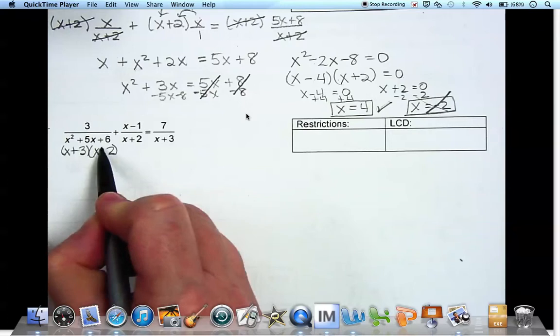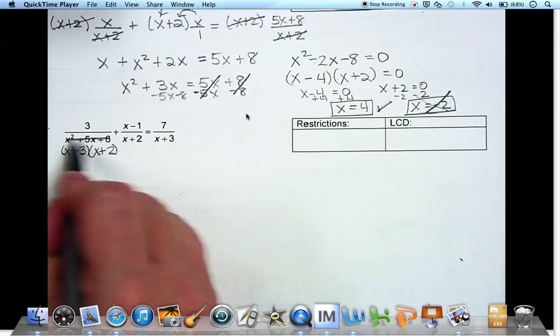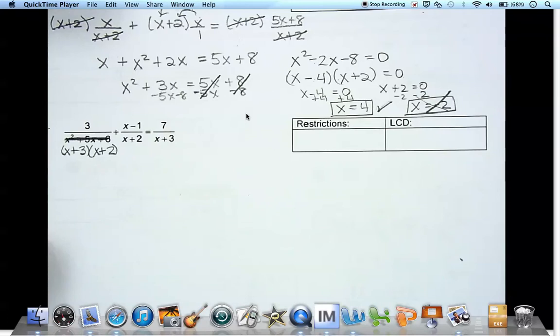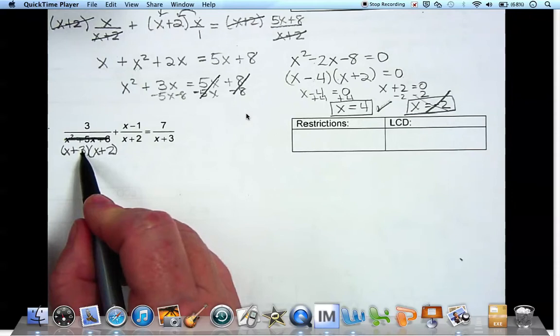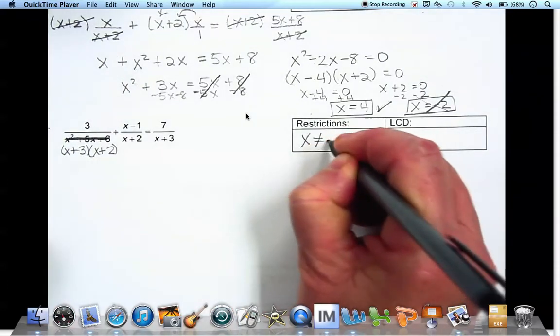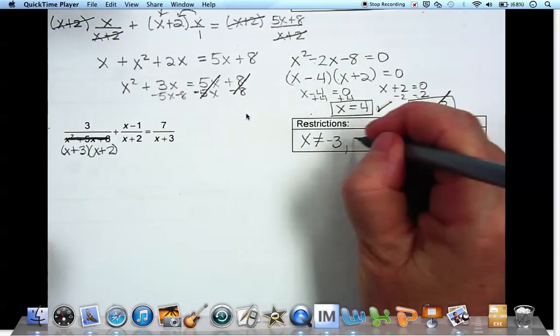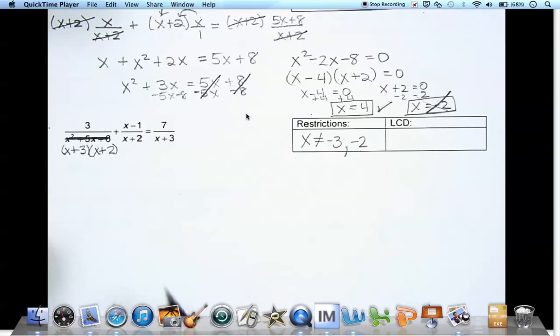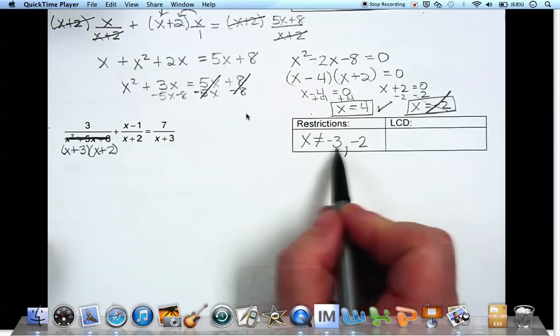And if they're both positive, then we'd have 2x and 3x would give us 5x. So we mark this out. Mark this out good because you don't want to use this anymore. You want to use x plus 3 over x plus 2. Okay, so now we need to look at the restrictions. If I plug in a -3 here, -3 plus 3 is going to give me 0. So x cannot equal -3. If I plug in a -2 here, -2 plus 2 is going to give me 0. So x cannot equal -2. If I come over here, -2 would give me 0 and -3, and I already have those.